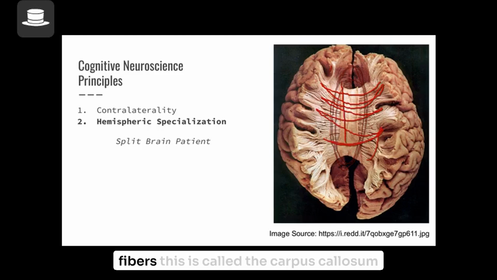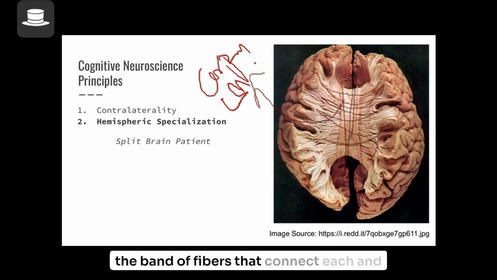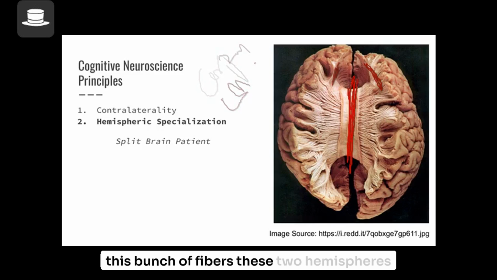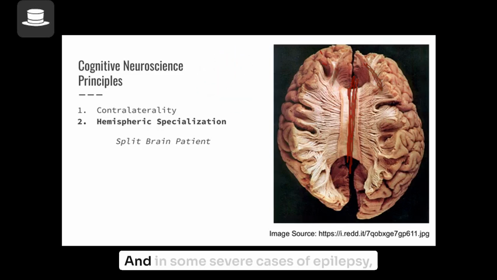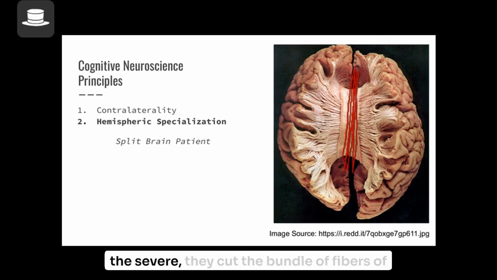These fibers are called the corpus callosum. Again, watch the video. The corpus callosum is the band of fibers that connect each and every part of the left cerebral hemisphere to the right hemisphere. If not for this bunch of fibers, these two hemispheres would never talk to one another. In some severe cases of epilepsy, surgeons cut this particular bundle of fibers, the corpus callosum.